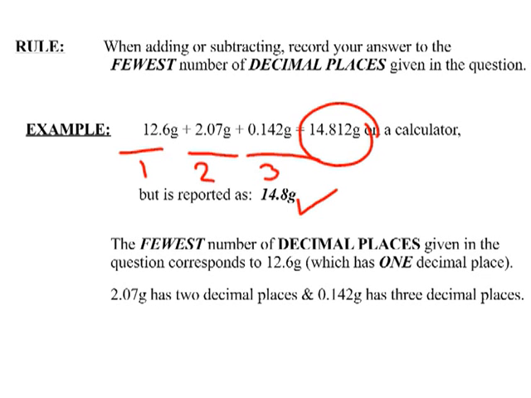Again, just a recap, the fewest number of decimal places given in the question corresponds to 12.6, which has only one decimal place, or to the tenths place. 2.07 has two decimal places, and 0.142 grams has three decimal places. So we go with the one with the least number of decimal places.